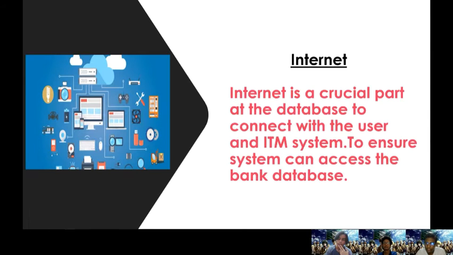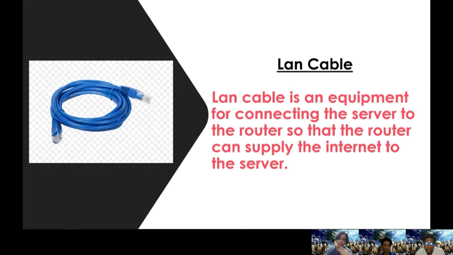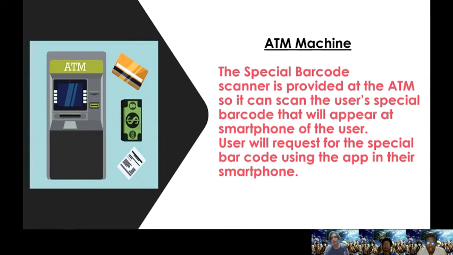Next, please. Internet. Internet is a crucial part for the database to connect with the user and ATM system. This is to ensure the system can access the bank database. Next, please. LAN cable. LAN cable is equipment for connecting the server to the router so that the router can supply the internet to the server. Next slide, please. ATM machine.